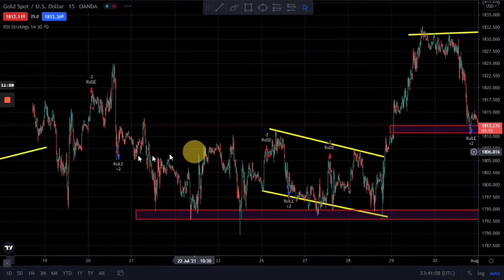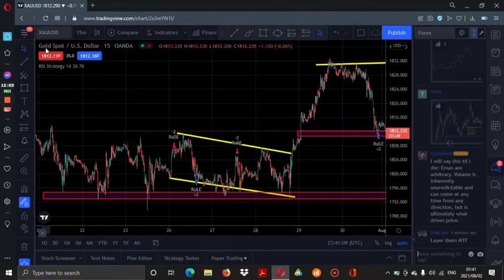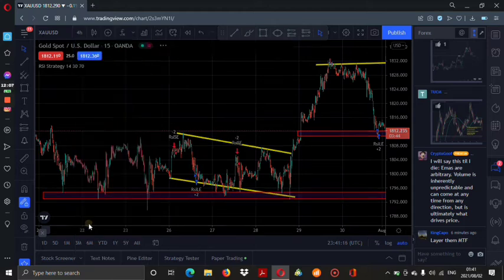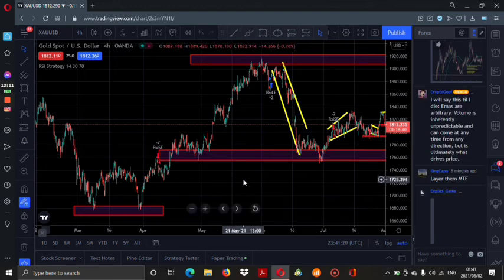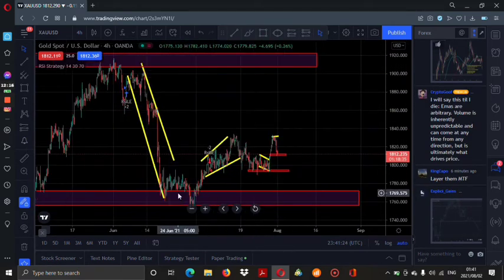Let us go to our 4-hour time frame, which we're gonna use to confirm our real trades. So guys, this is the basic analysis.